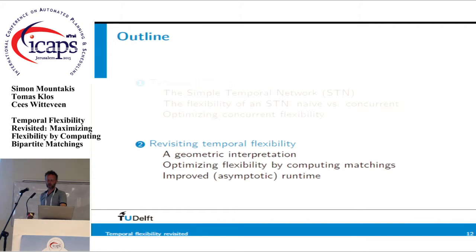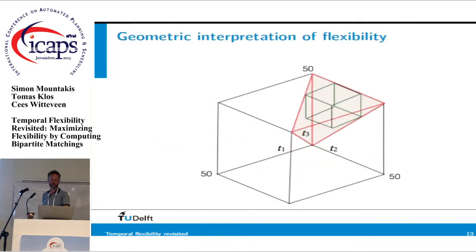So, I'm actually ahead of my own schedule now. First I'll try to give a geometric interpretation of what I've been talking about, which we used in a different paper at AAAI last year to generalize these things to general systems of linear constraints, rather than just these simple temporal constraints.